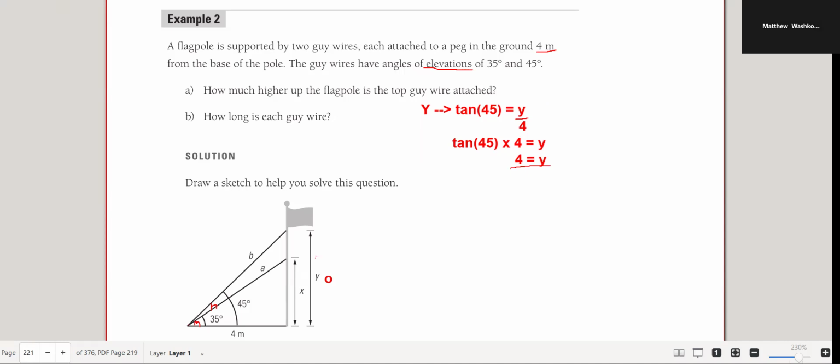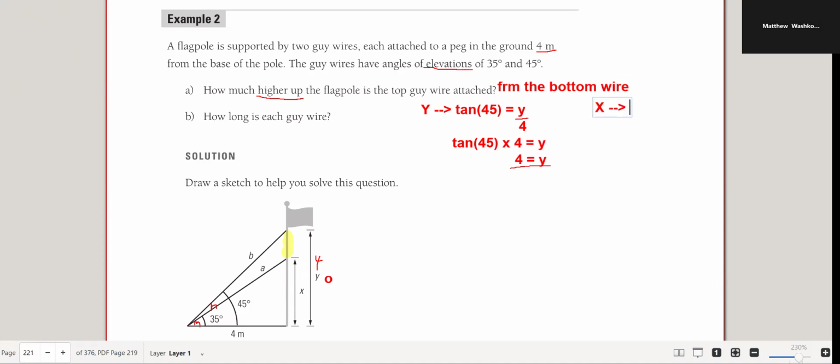I'm not done with the question though, because it asks how much higher up the flagpole the top guy wire is attached. This is a poorly worded question. It should say from the bottom wire. It wants us just to measure this highlighted distance here. So if all of it is 4, now I have to take away X, so now I have to find X.